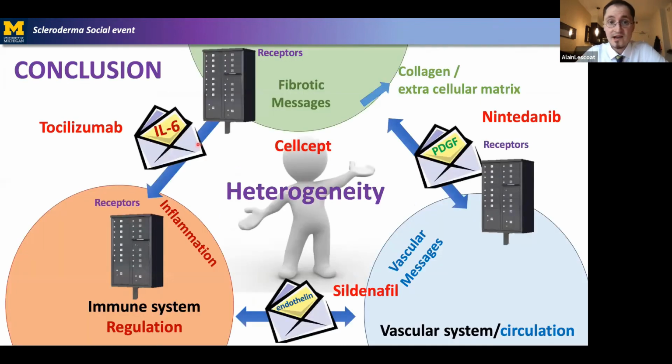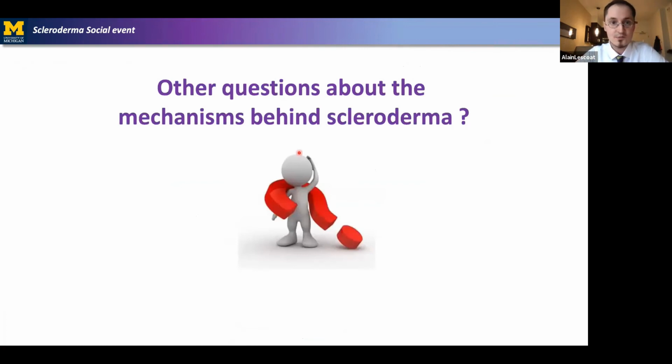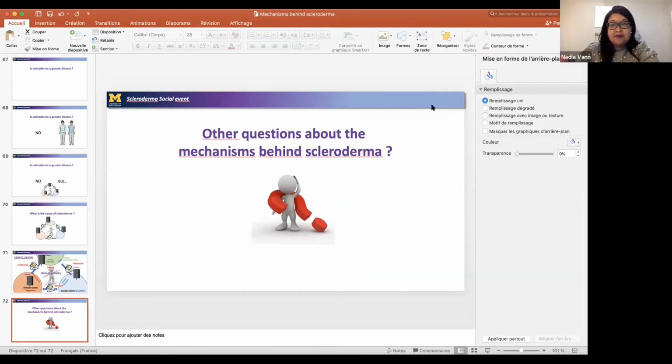So this would be my conclusion, hoping that I've helped you to more specifically understand the concept of this disease based on these different messages, and that it will help you understand why you may have one treatment and someone else that you know doesn't have the same treatment, because this is due to the different messages behind the disease and its heterogeneity. I'm totally open to any kind of question about what I've just said and about the pathogenesis or the mechanisms behind scleroderma.